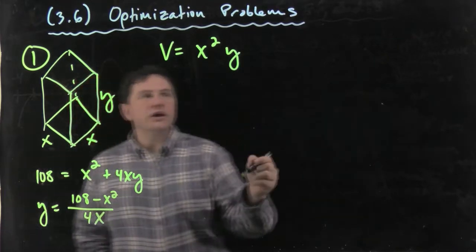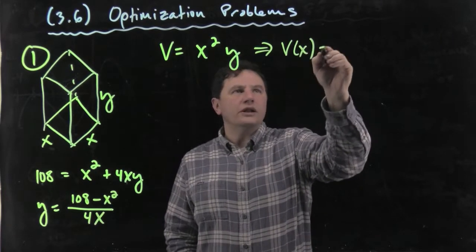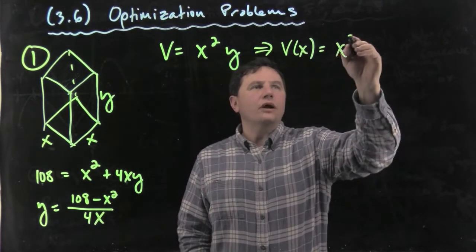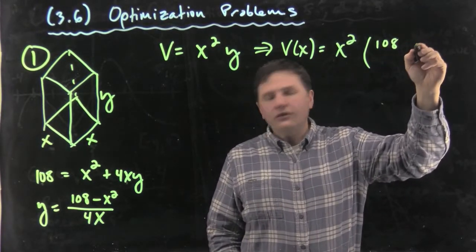Now what I'm going to do is I'm going to plug that in here. So what I get is, let's call it V of x, because we're writing this in terms of x, x squared, and then y is this term in terms of x.